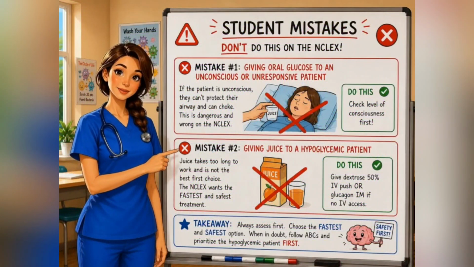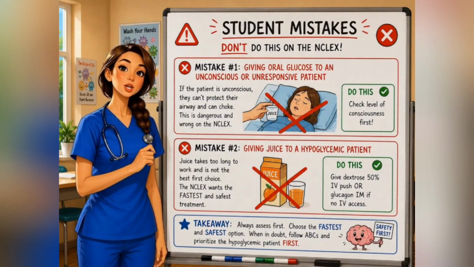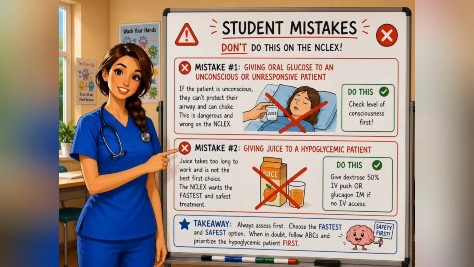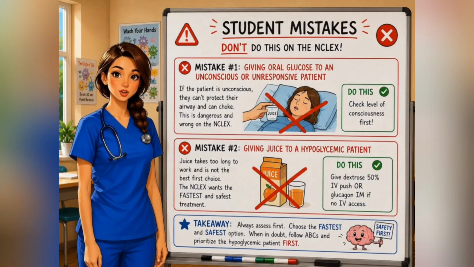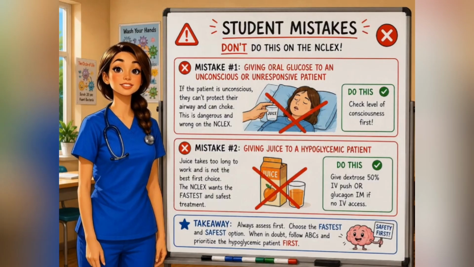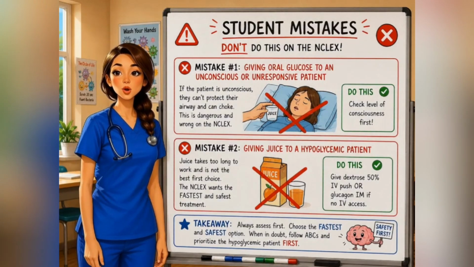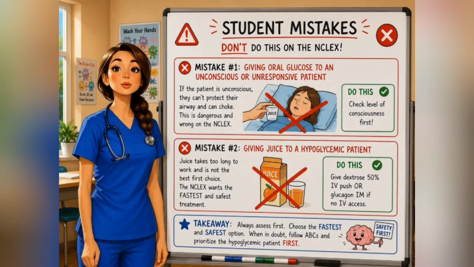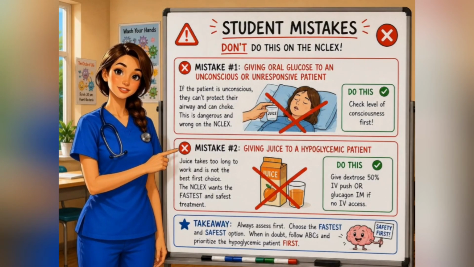If your hypoglycemic patient cannot swallow, you cannot give juice. That's a choking hazard, and the NCLEX will test you on this. The answer is dextrose 50% IV push, or glucagon IM if there's no IV access. Student mistake: giving oral glucose to an unconscious or unresponsive patient. Never do this. Always check level of consciousness first.